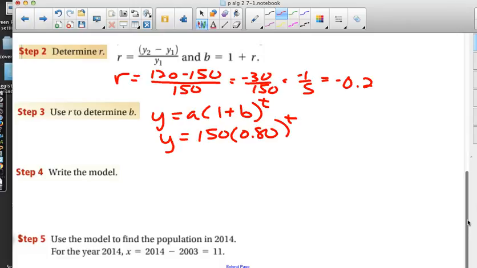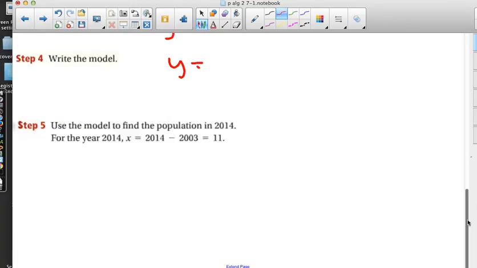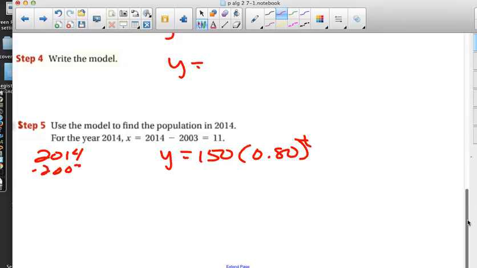Yep, that's what we wanted to know. So here's our model. And we want to know 2014. But we really used 2003 as the first data. So 2014 minus 2003 would give us 11 years for T. There's an 11-year time change there.